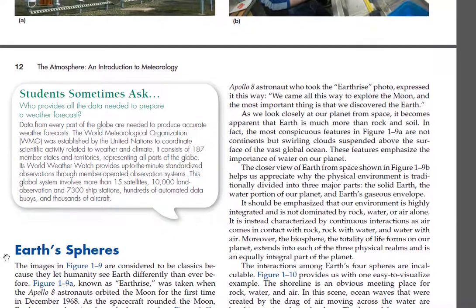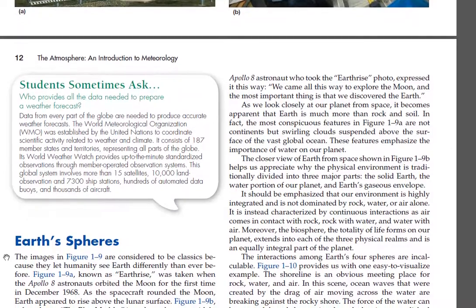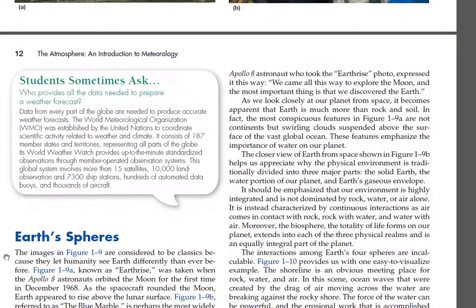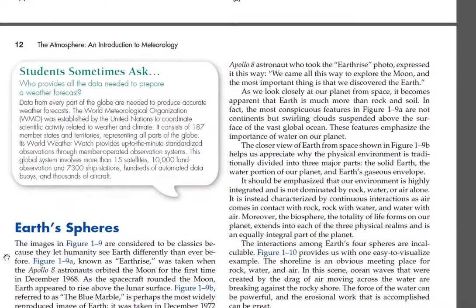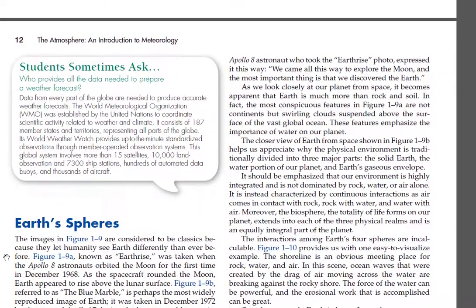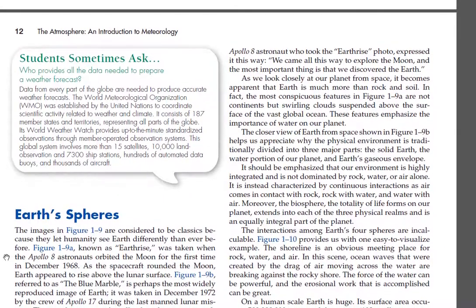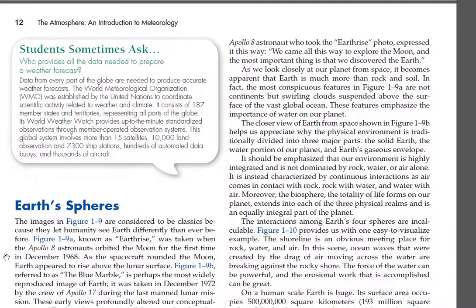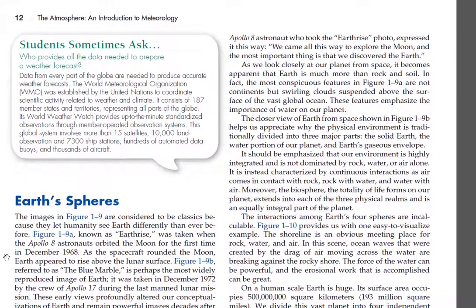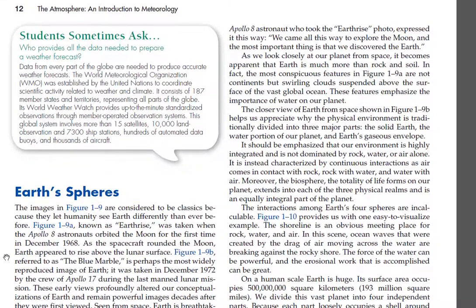Earth's spheres. The images in Figure 1.9 are considered to be classics because they let humanity see Earth differently than ever before. Figure 1.9a, known as Earthrise, was taken when the Apollo 8 astronauts orbited the Moon for the first time in December 1968. As the spacecraft rounded the Moon, Earth appeared to rise above the lunar surface.